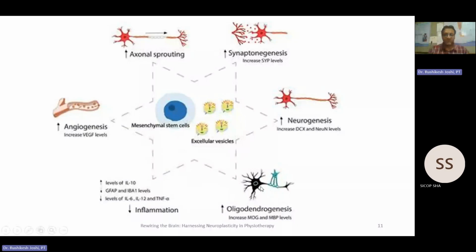Okay, so I hope you can imagine how the brain molds itself, how the neurons and the supporting cells are supporting each other and they are trying to create a new network. Of course, this is a very slow and a microscopic process, but yes, the evidence has proved that these things are happening.